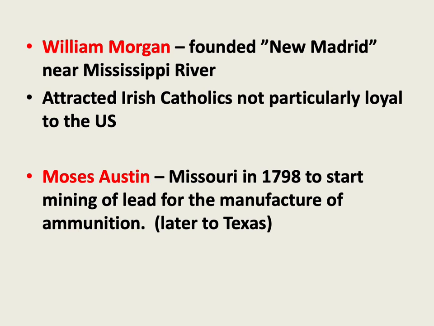And that, of course, was part of the huge Louisiana territory controlled by the Spanish. He moved there and he wanted to start mining for lead. And he was very successful, became very wealthy, because the lead was used at that time to manufacture ammunition, you know, the lead balls they would shoot out of muskets. And of course, later, bullets.